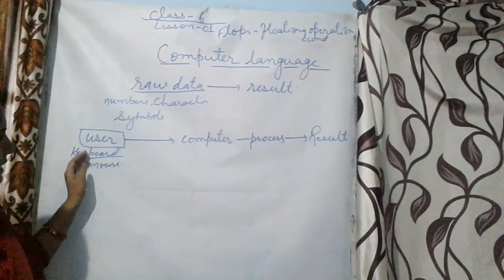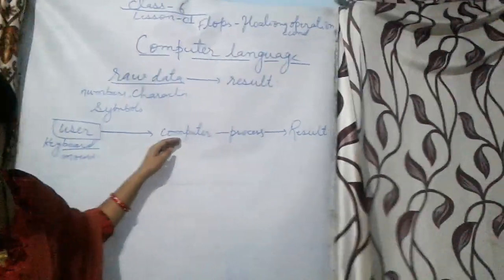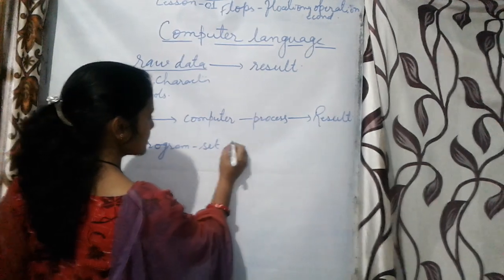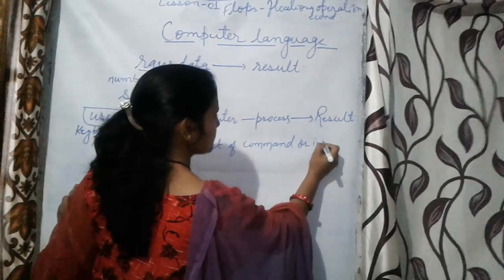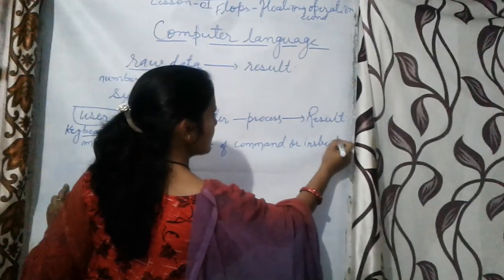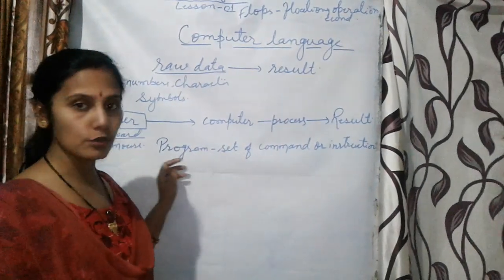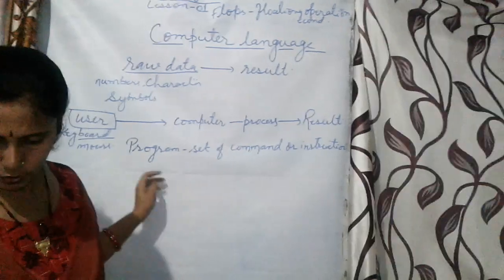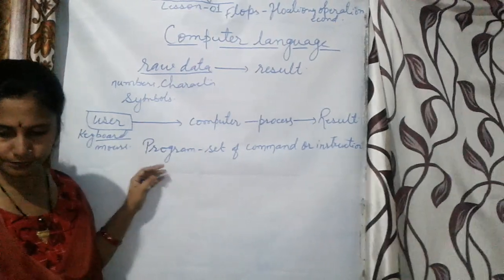So here, what the user gives to the computer is called a program. So what is a program? A program is a set of commands or instructions. Those who give the program are called programmers. So children, up to here, have you all understood? Try to write these things in your copy also.